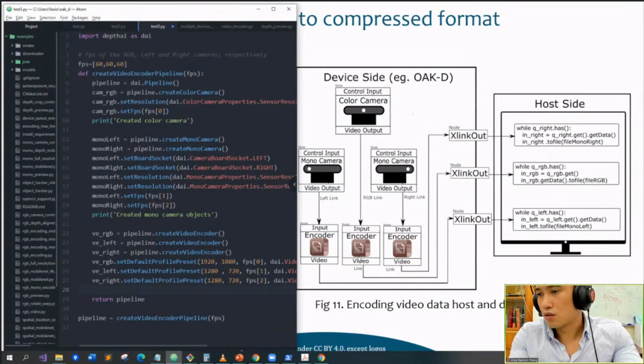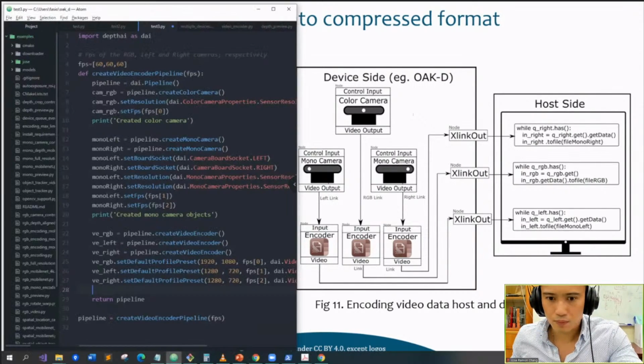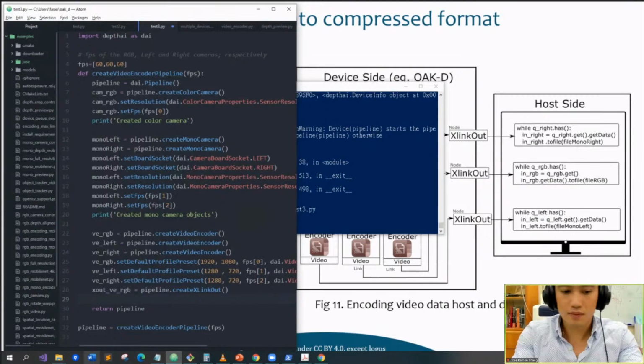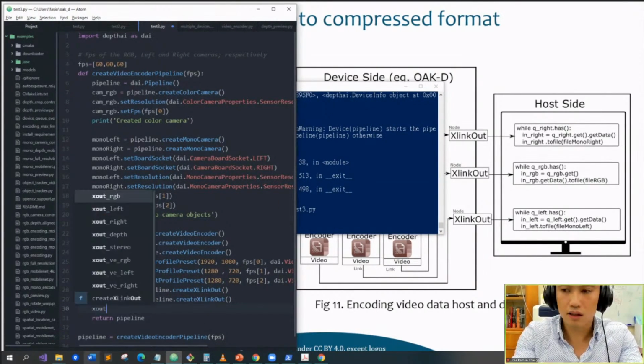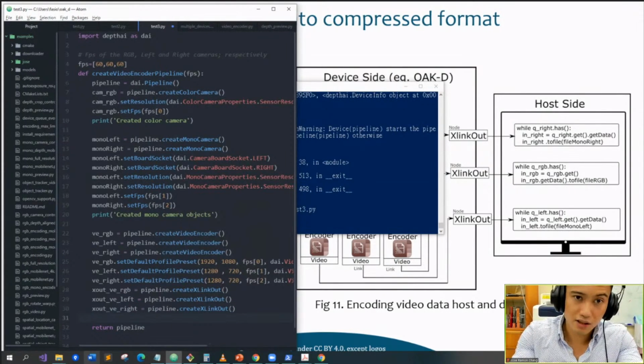And okay, so each one of these is also connected to an X-link out, right? Because we need to send this stuff to the computer. So X out VE RGB is pipeline create X-link out, and then X out VE left is pipeline create X-link out, and then X out VE right is pipeline create X-link out, and we need to set stream names for these ones, right?